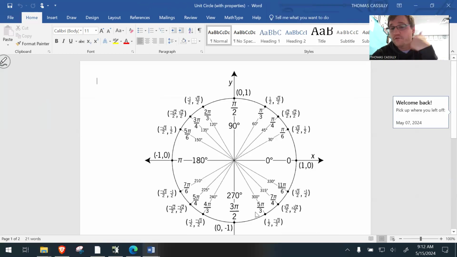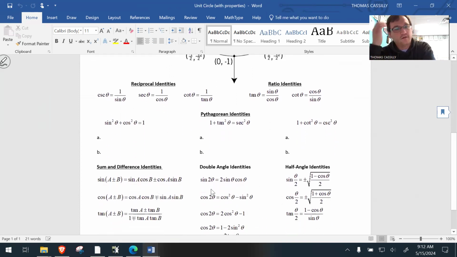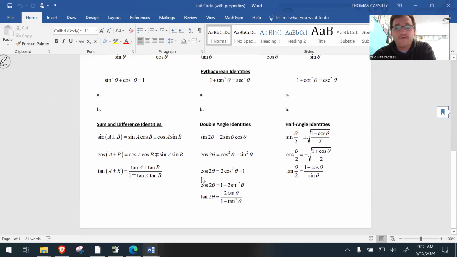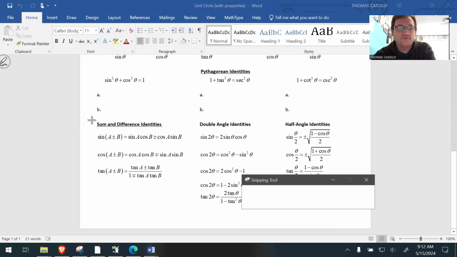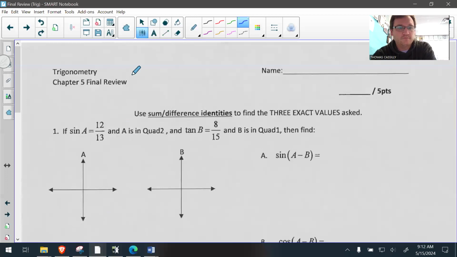All right, so here's your unit circle. This is what you guys are going to get. And then below it are all of these identities. Unit 5 was all about the sum and difference and the double angle and the half angle identities. So these things right here are what we're going to be referencing quite a bit, pretty much exclusively in this unit.